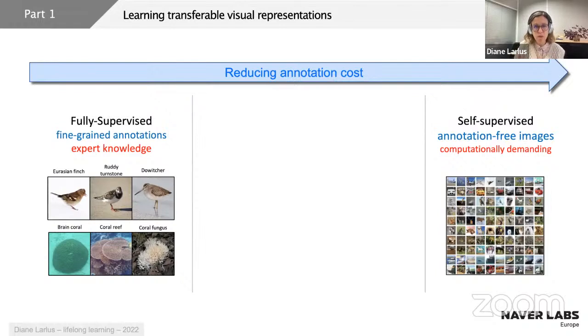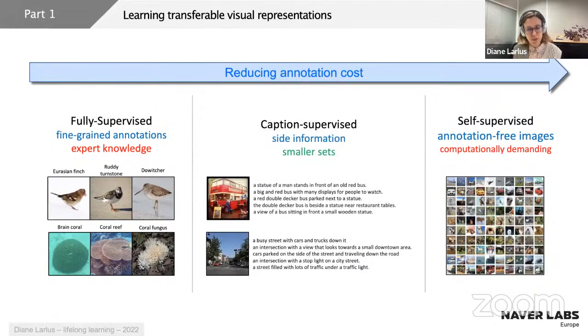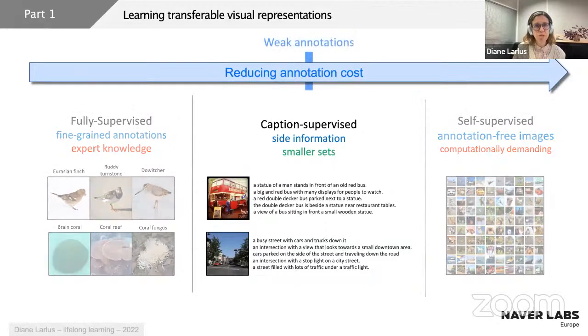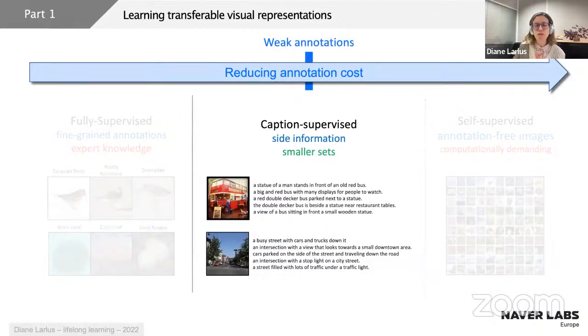So in this work that I'm going to describe now, we were looking for alternative approaches which would use captions as a source of supervision, but which would require fewer images. So now we're looking at a way to train visual representations from scratch using a medium-sized set of captioned images. And producing such captions does not require any expert knowledge. And sometimes captions can be collected automatically. So this is really something that I'm going to call weak annotations.